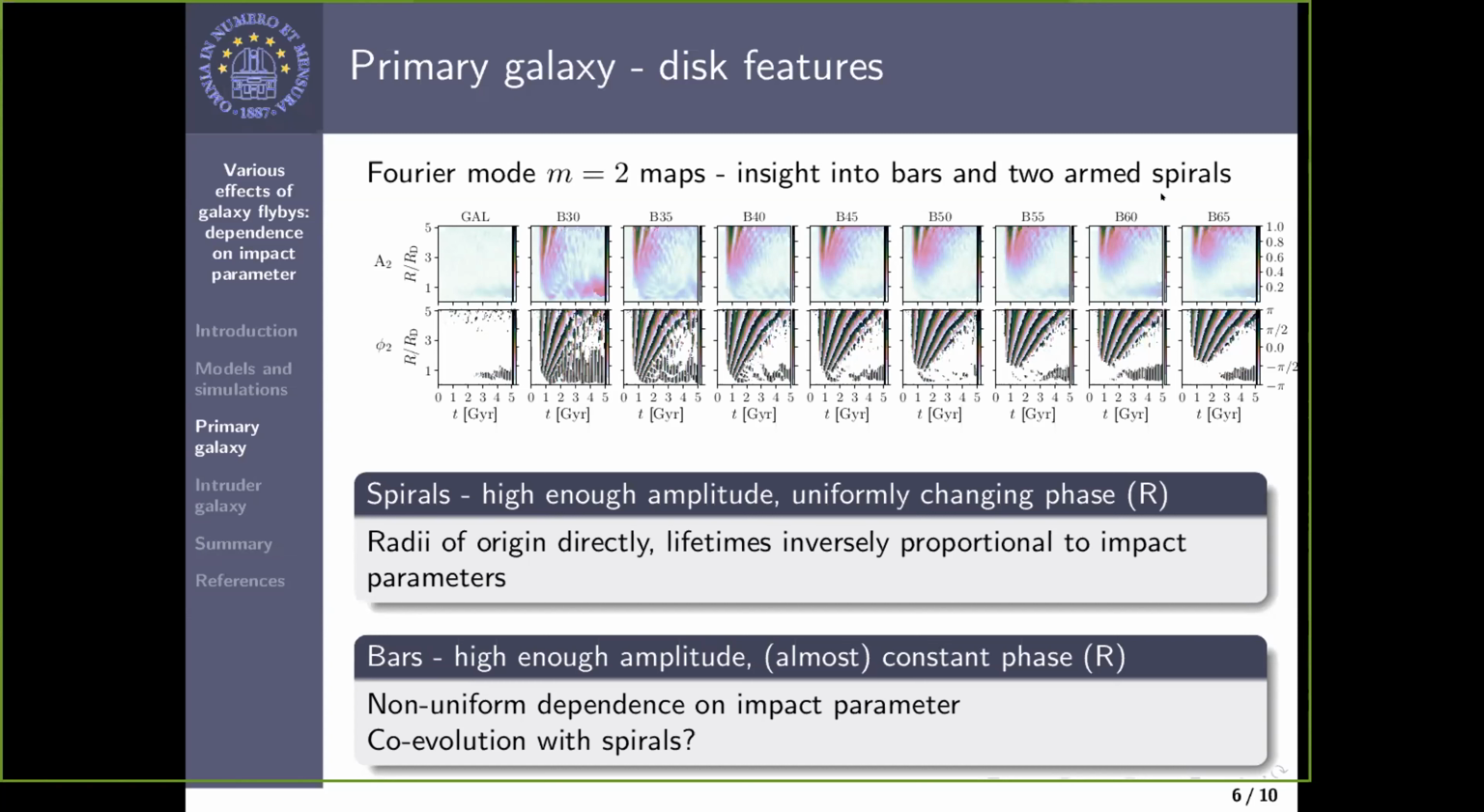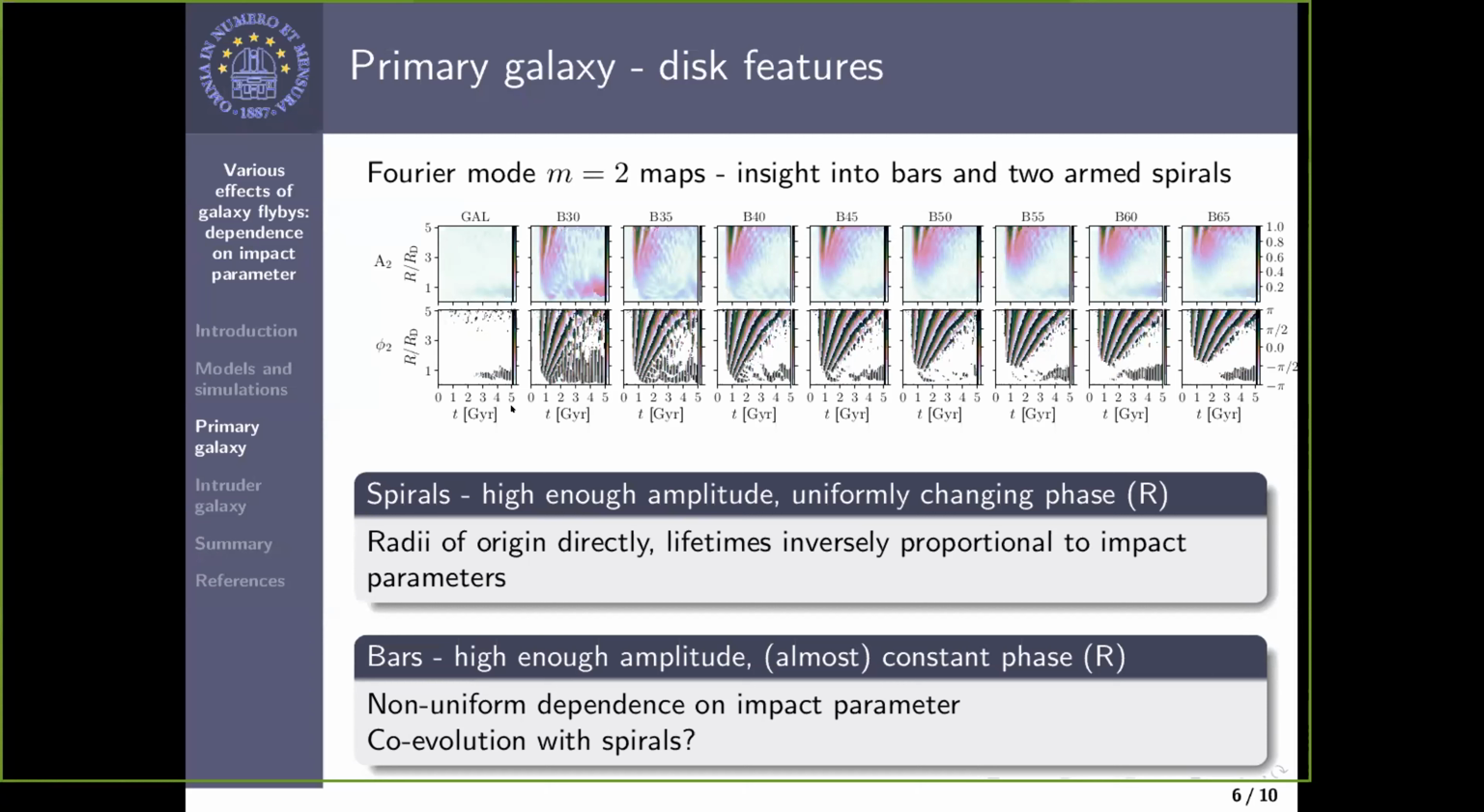And in simulations with higher impact parameters, some remnants of spiral structures or spiral arcs are still present in outer parts of the disk. So even though there is a nice relationship between the strength and lifetimes of spiral arms and impact parameters, the picture is not really that great when it comes to bars, since it doesn't show any uniform dependence on impact parameter.